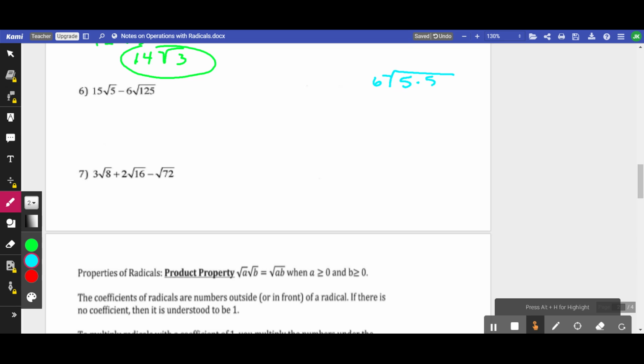So there'll be 3 5s here, because they're all prime there. And if you multiply them, you'll get the 125, and then these 2 5s will come out. So this will be 30 square root of 5. And then these are both square root of 5, so you can go ahead and combine them. So 15 minus 30 is supposed to be negative 15 square root of 5 for that one then.